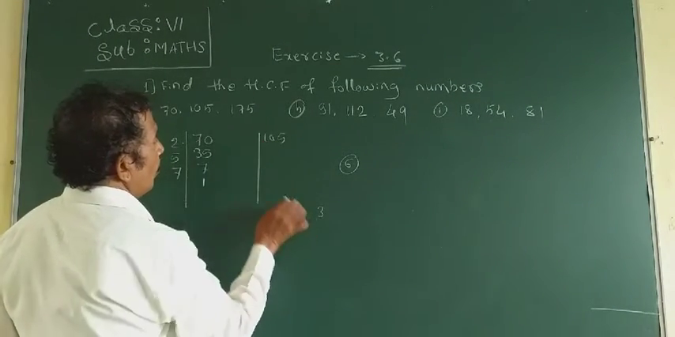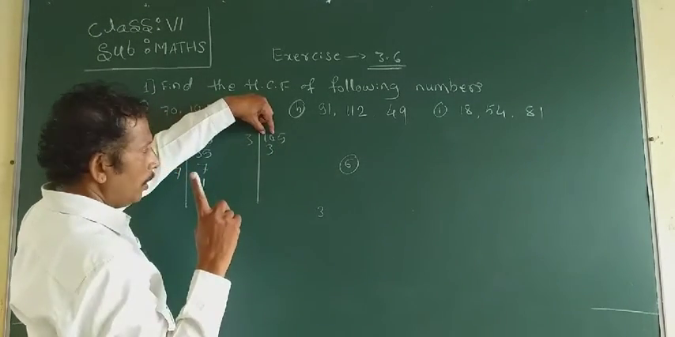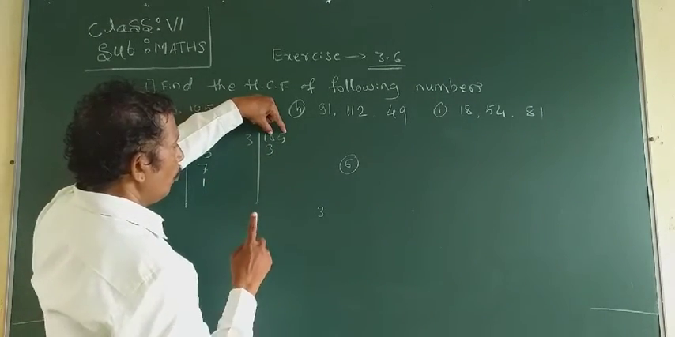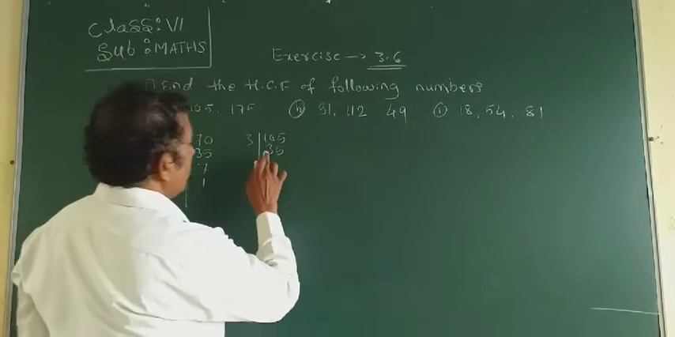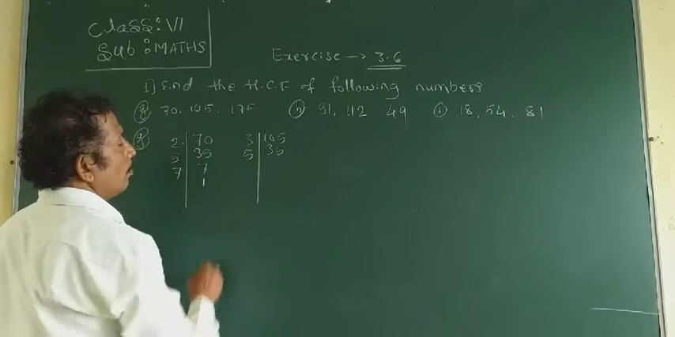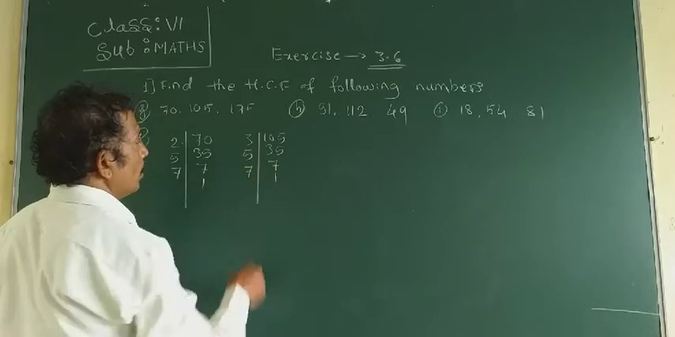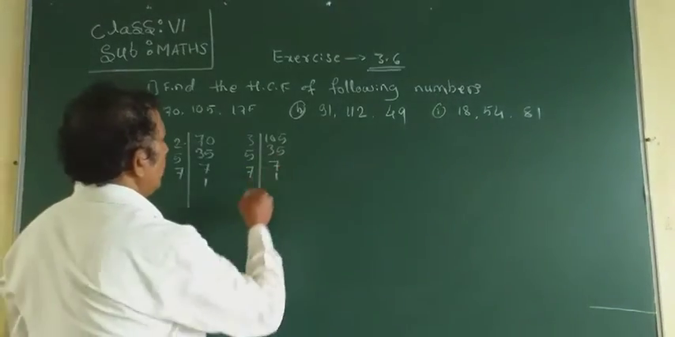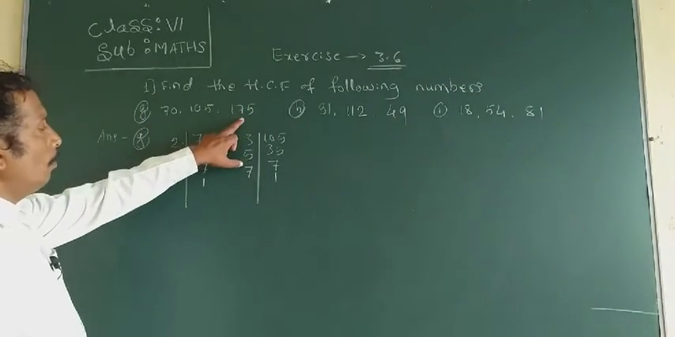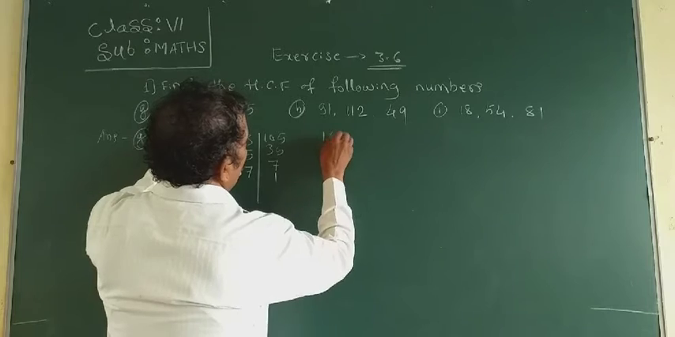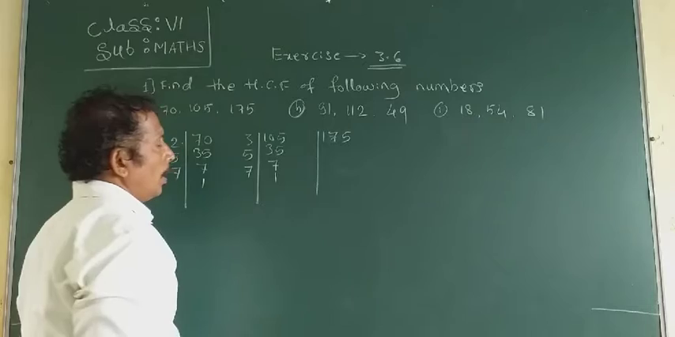Therefore, dividing 105 by 3, 3 3s are 9. 10 minus 9 is 1, then it is 5. The new number is 15. 3 5s are 15. Next, 35 is divisible by 5. 5 7s are 35, then 7 1s are 7. Similarly, take the third number. We are given the third number 175. Divide this number by 5.